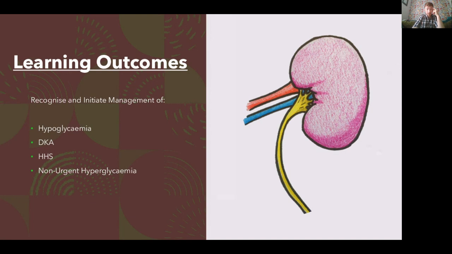And outside of diabetic departments, I think that it is something that is thoughtlessly managed, and something that if even as an F1 you can wrap your head around and treat proactively, you will be an absolute boon to your department. So we will cover low blood sugar, and we will cover three different types of high blood sugar: diabetic ketoacidosis, HHS, and finally, something that is often overlooked, what happens when you're called at 4 o'clock in the morning and your patient's got high blood sugar, but they don't have either of those other two conditions. So what do we do then?